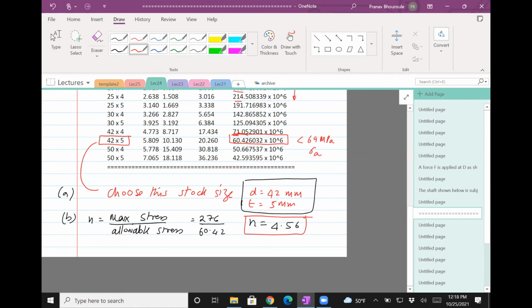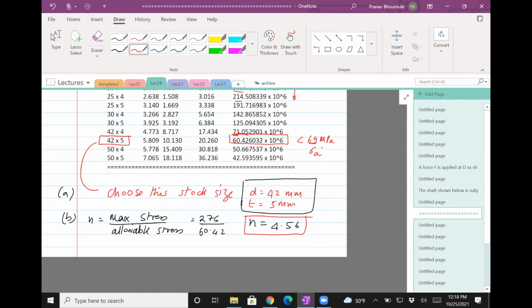So you can see that the design factor is 4, but the factor of safety has gone up to 4.56 because there is no stock available which will give exactly 69 MPa. You don't have a material which will be exactly 69. We have something which is less than 69, and that's why the factor of safety has gone up.